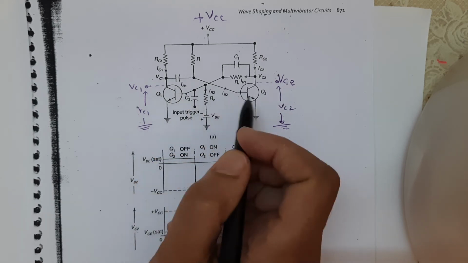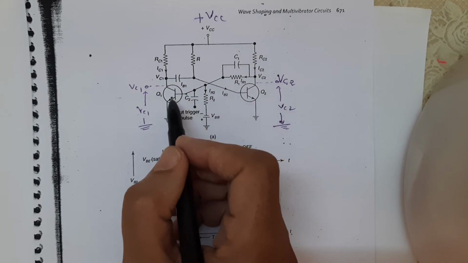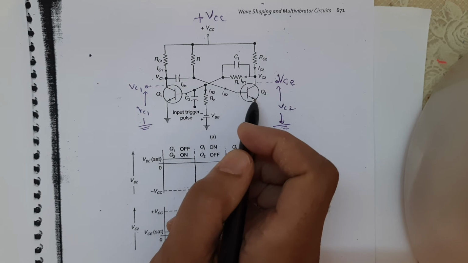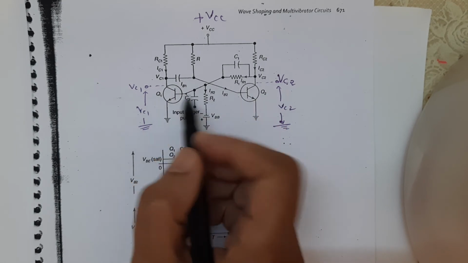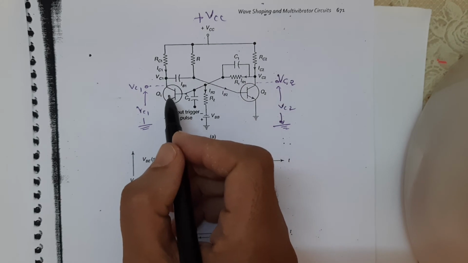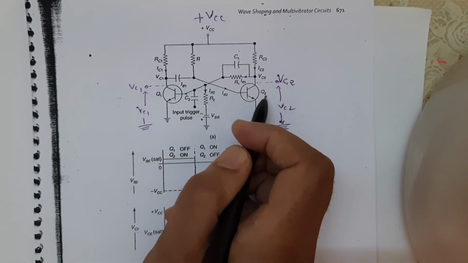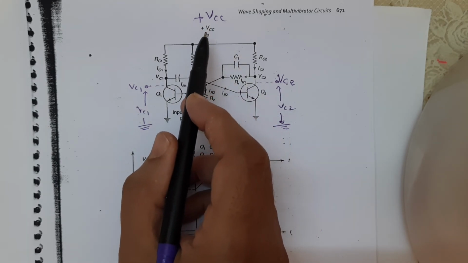Because the parameters of both transistors are not equal, one will switch on more quickly than the second one, right? So it is more conducting than the other. So first of all, we consider that Q1 is switched on and Q2 is switched off when we are applying the VCC voltage.